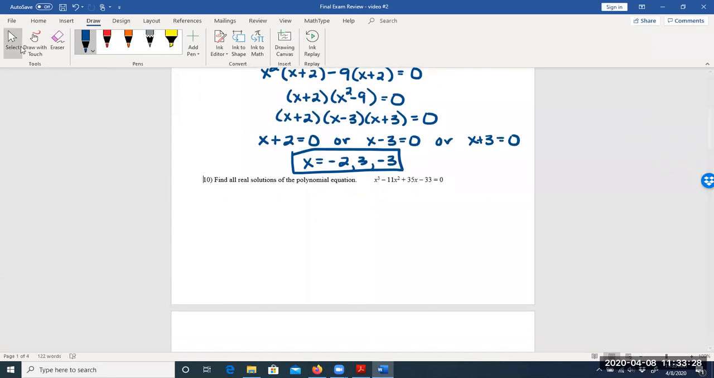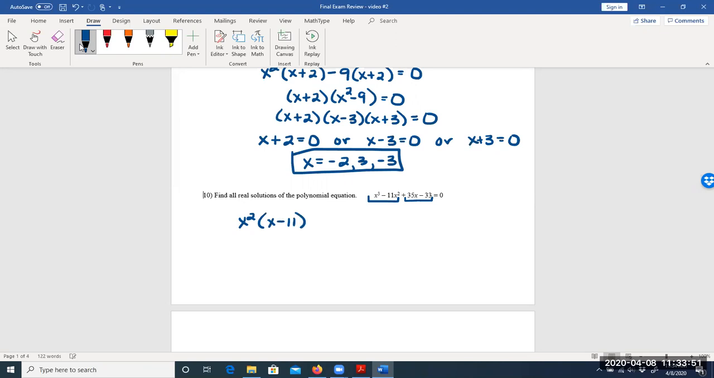Number 10 is similar to number 9, but I cannot factor by grouping. If I attempt to factor by grouping, it's going to fail. So let me show you what would happen if I tried to factor by grouping. I could pull out an x squared from group 1. I'm left with x minus 11.